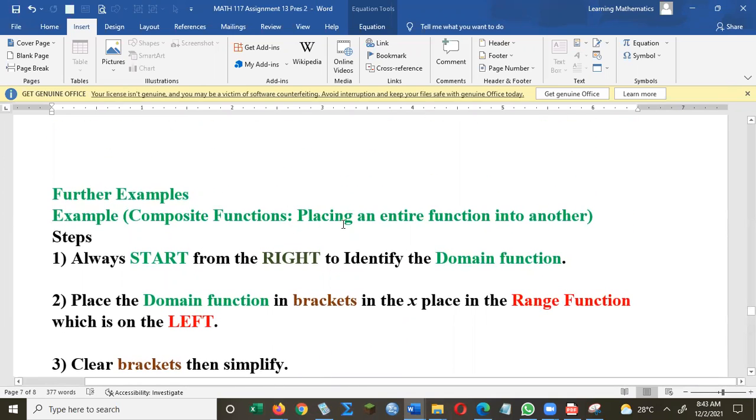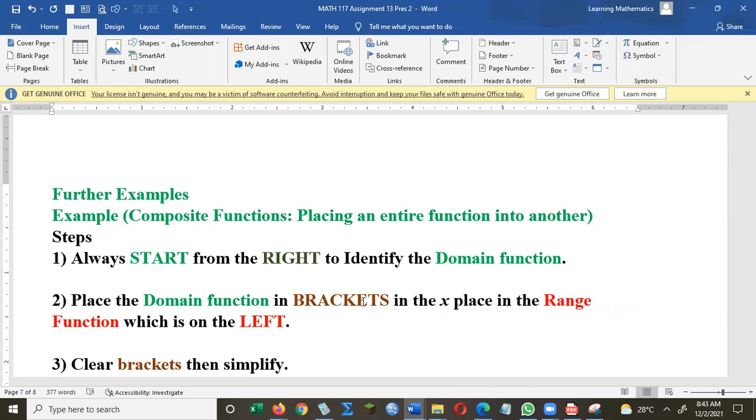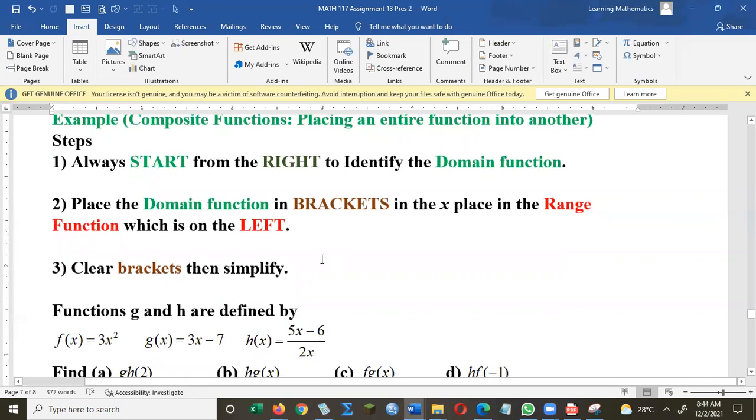Composite functions: placing a function into another function. Start from the right to identify the domain function. Place the domain function in brackets. This is very, very important. Brackets are very crucial when you are composing functions, okay? In the x place, you have to remove x and replace it with brackets in the range function, which is on the left. Then you clear brackets after and simplify. So the first thing you do is identify the domain function, which is on the right.